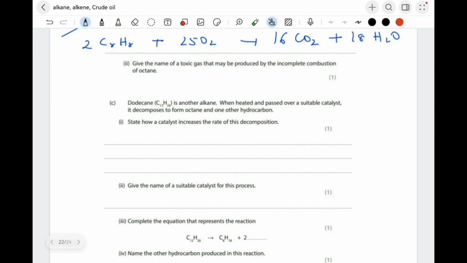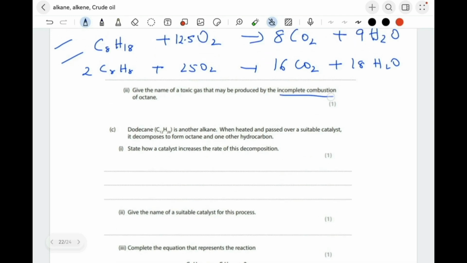Next one. Give the name of the toxic gas produced from an incomplete combustion. Toxic gas is carbon monoxide. You can write carbon monoxide.